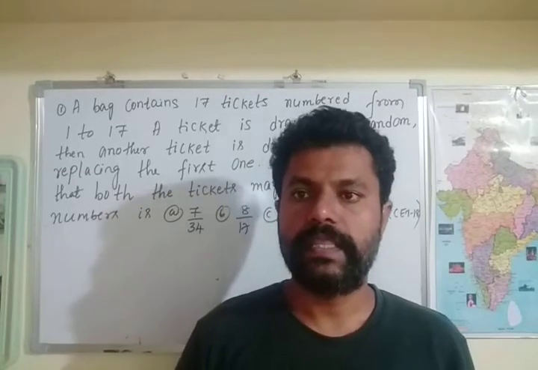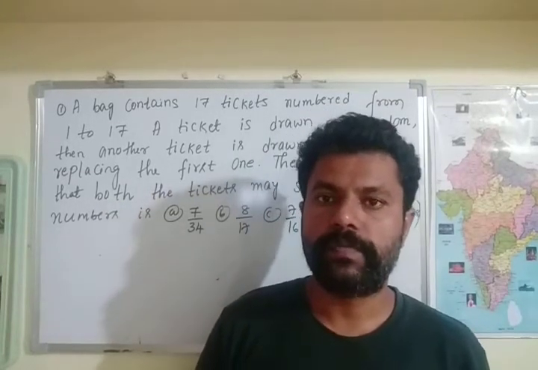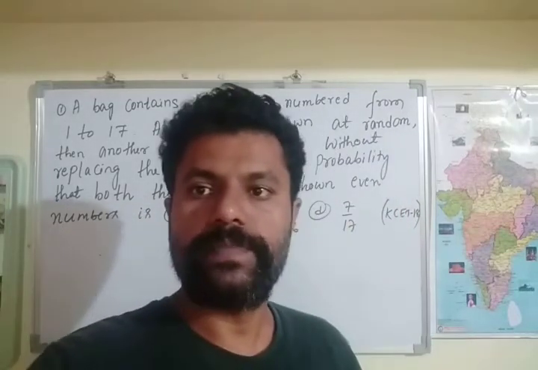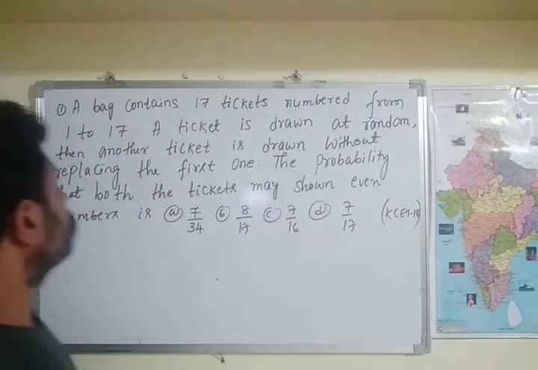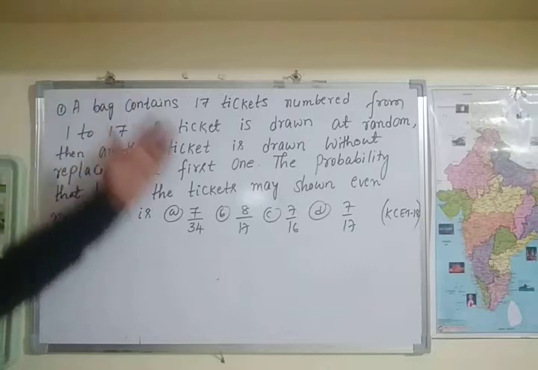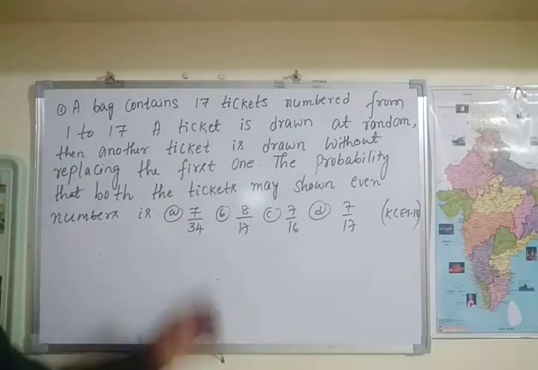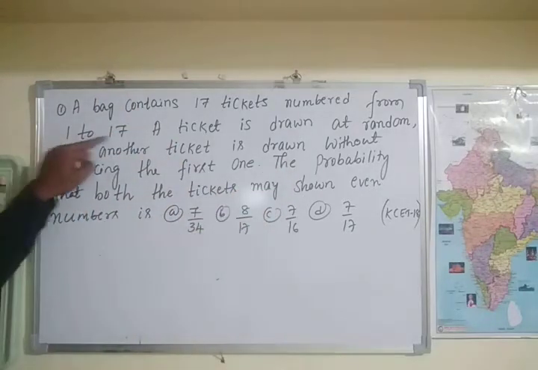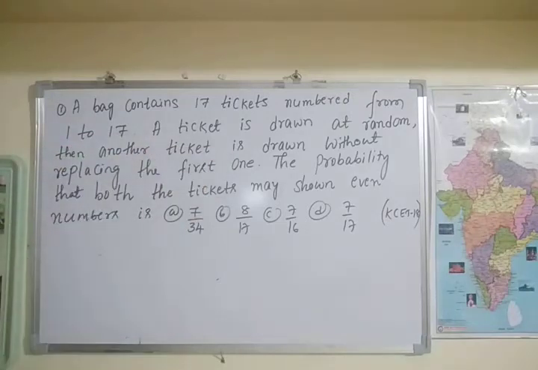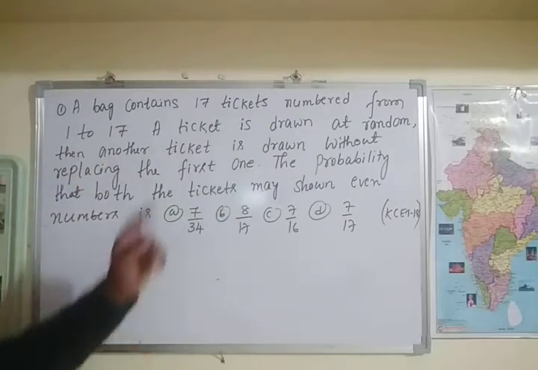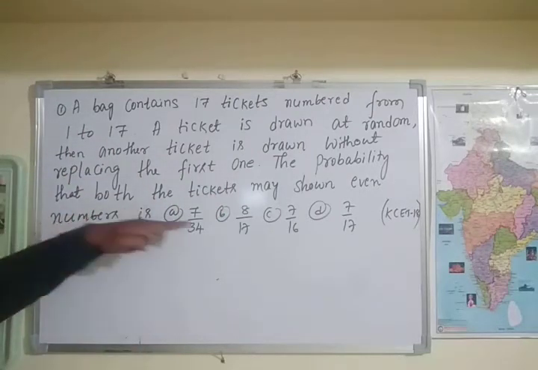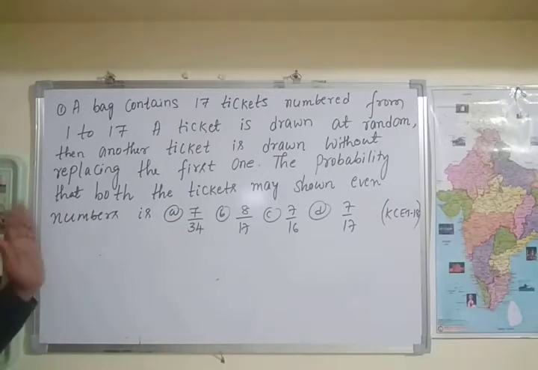Hello students, in this video I explain a few more important problems in the probability chapter. See here, first one: a bag contains 17 tickets numbered from 1 to 17. A ticket is drawn at random, then another ticket is drawn without replacing the first one. The probability that both the tickets show even numbers is.